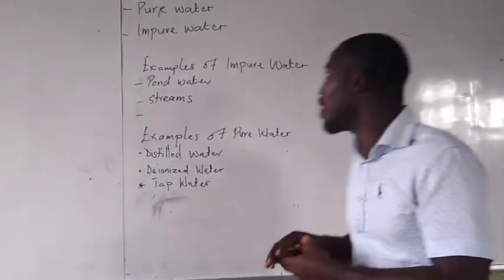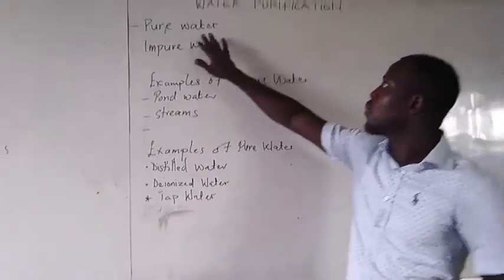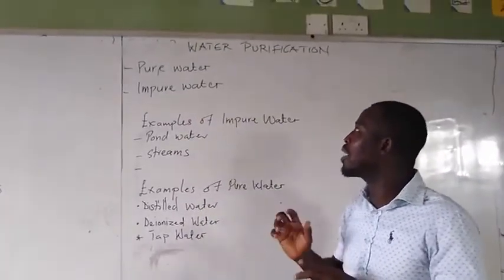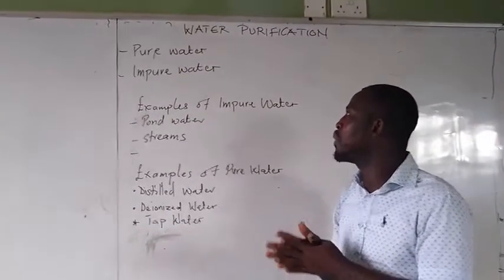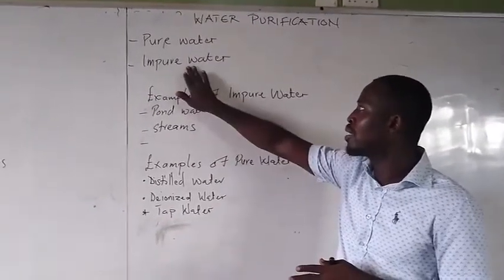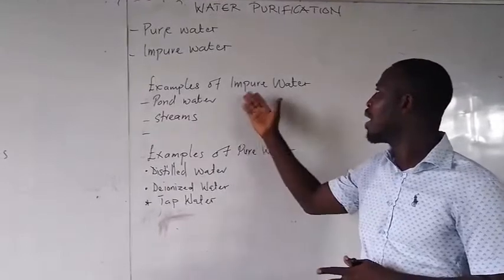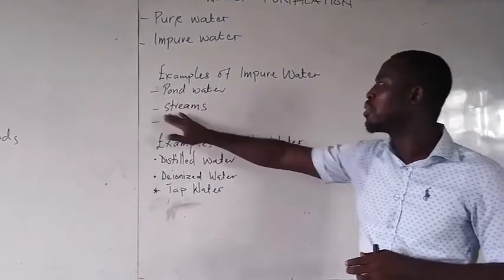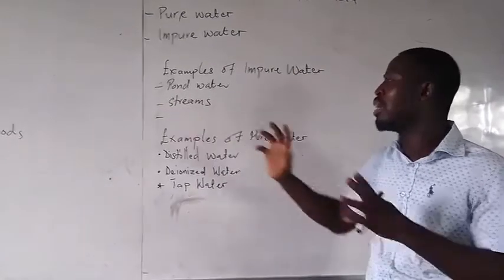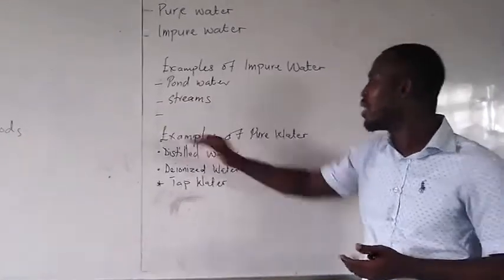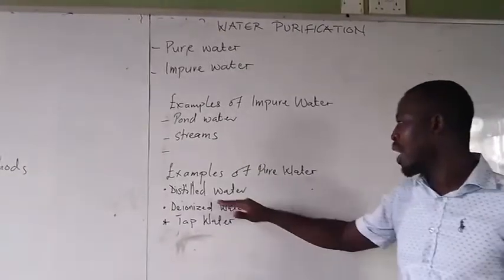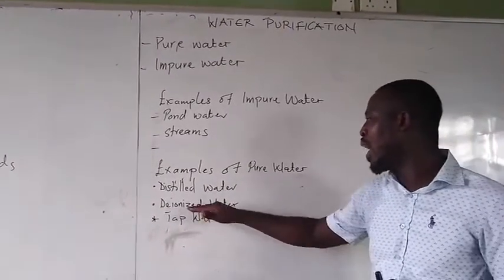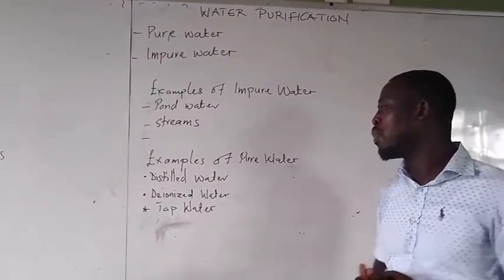So, summarizing what we have done today, we have said that pure water is water that has no impurities. On the other hand, impure water has impurities. Examples of impure water are water from the pond, streams, rivers, and so on. And then examples of pure water are distilled water, deionized water, and then water from the tap.